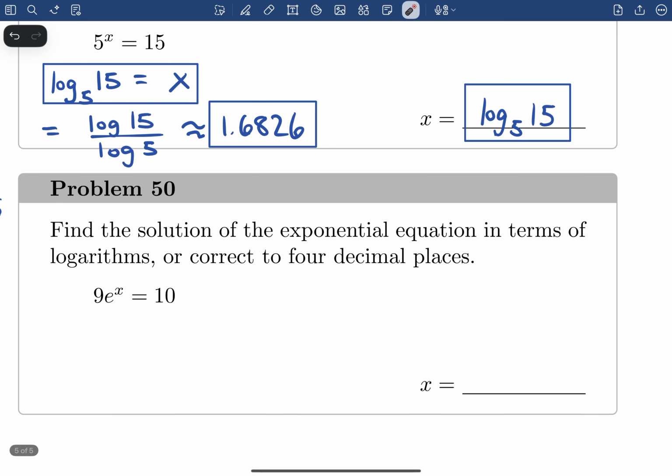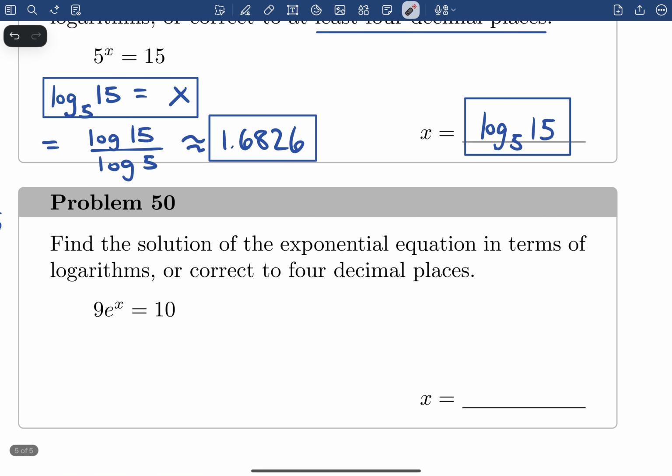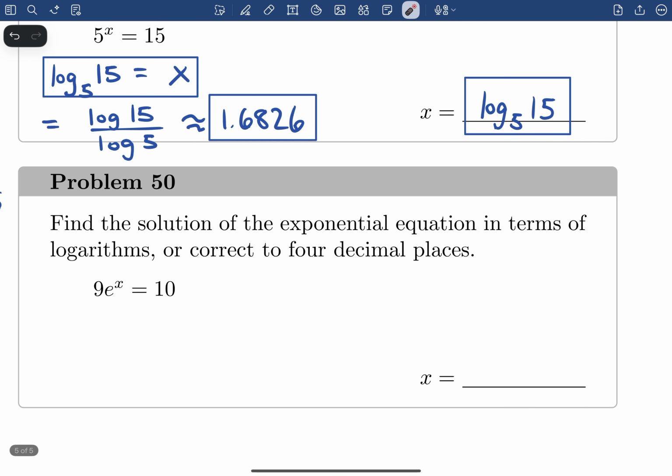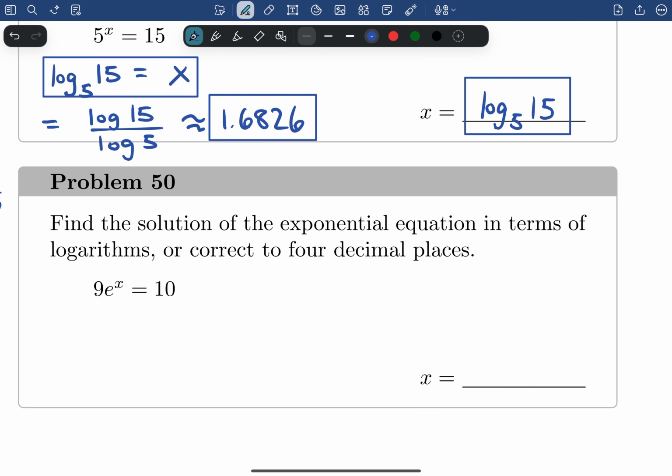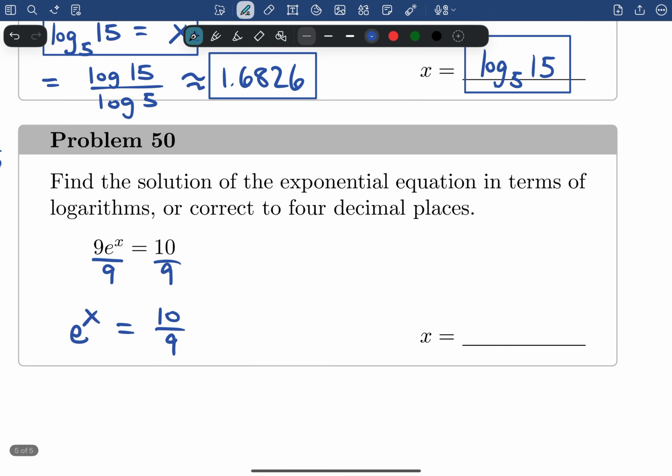Problem number 50, find the solution of the exponential equation in terms of logarithms or correct to 4 decimal places. Okay, same instructions as above. Now, I'm going to first get the base with its exponent alone, so I'm going to divide by 9. Okay, that gets the base e with its exponent x all alone, and it equals 10/9. At this point, I'm going to write this as a logarithm. So converting exponential notation to logarithmic notation, I write log base e of 10/9. That equals x.